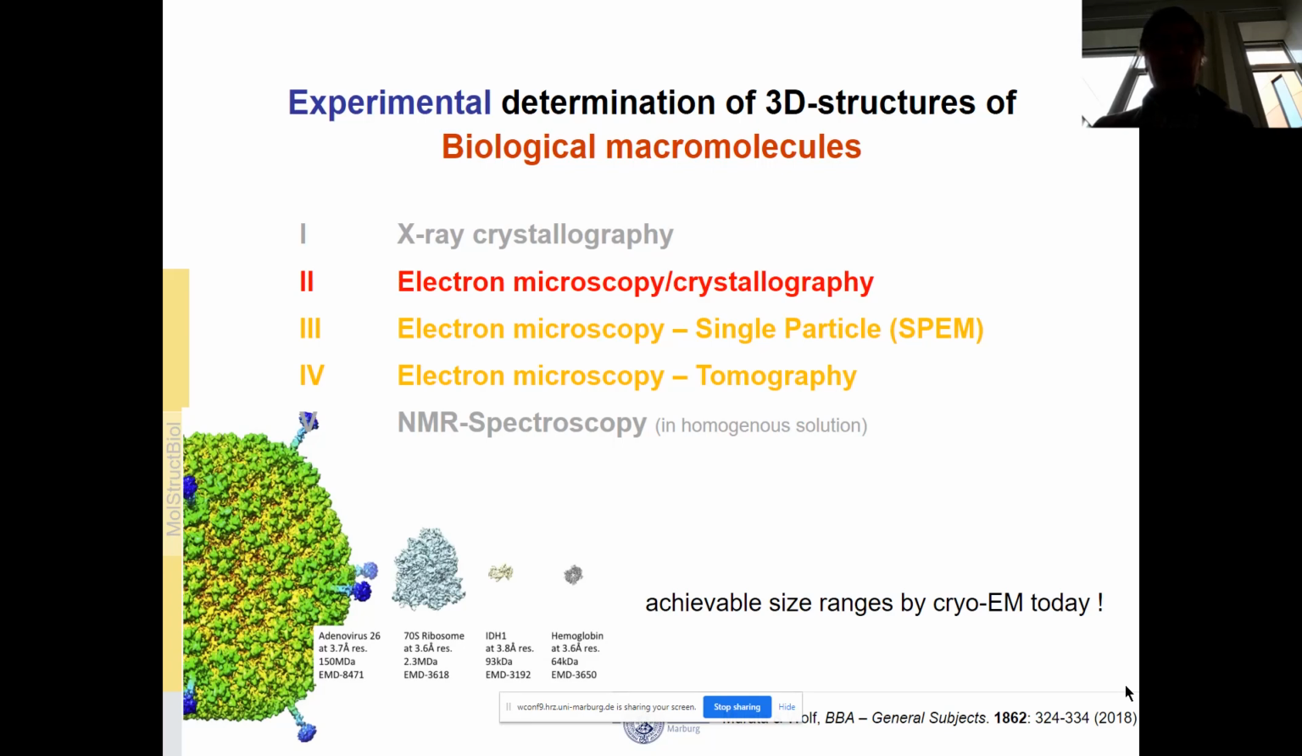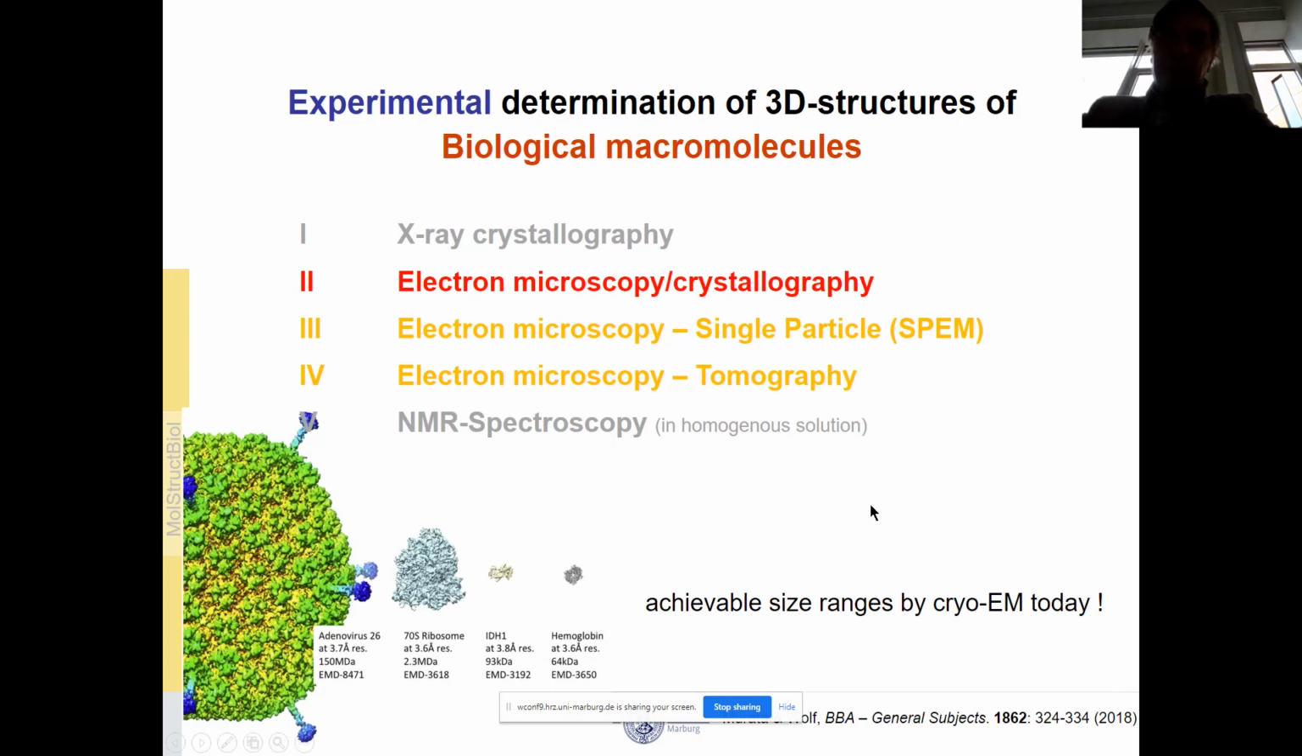Okay, welcome everybody. Today's talk will deal with experimental determination of biological macromolecules. I won't talk about X-ray crystallography because I did it already so many times. Today I will tell more about electron microscopy, a method that is quickly gaining pace now in structural biology, as can be seen from the increase of structures in the protein database.